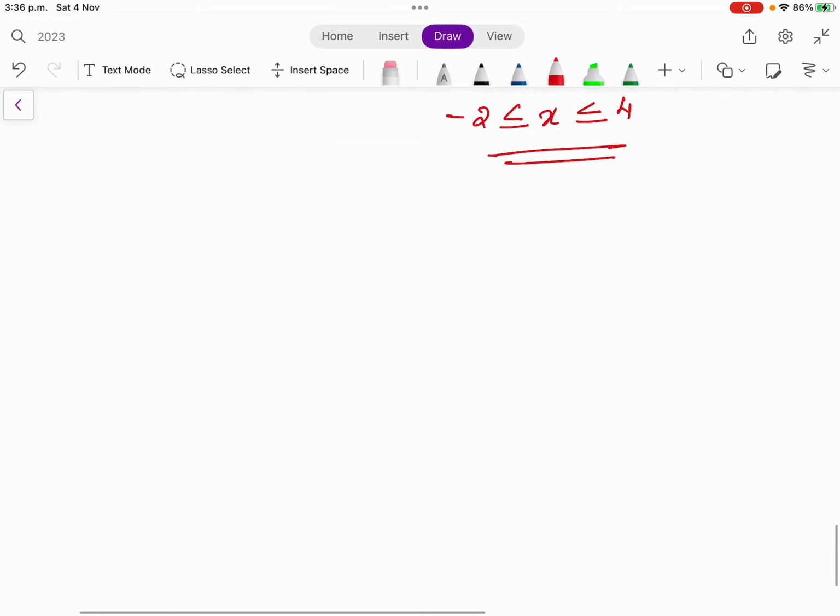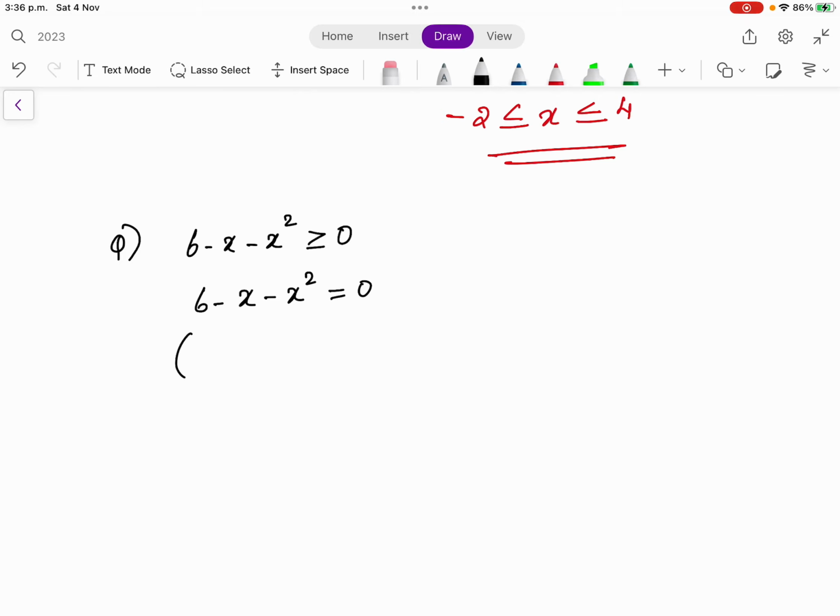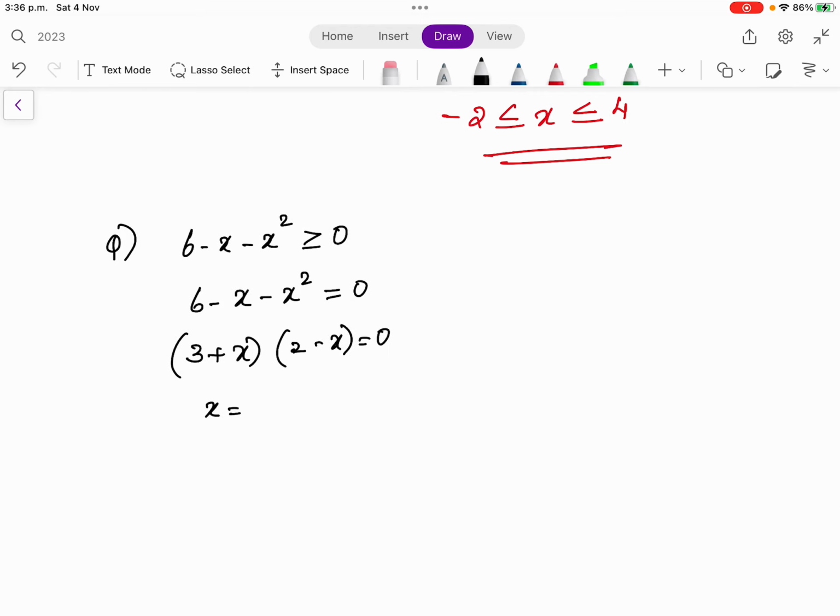Now let's take another example. Here we have to solve the quadratic inequality 6 − x² ≥ 0. You solve the normal equation 6 − x² = 0 by factorizing. Hmm, as given, (3 + x)(2 − x) = 0, so the roots will be x = −3 and x = 2.